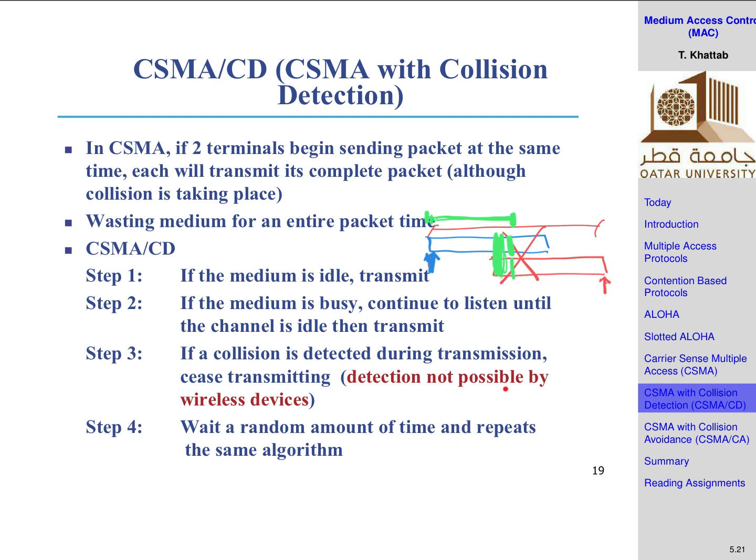And by the way, this detection cannot be done in wireless. It can only be done in wired. And this protocol is actually implemented in the Ethernet, the wired Ethernet, okay? And then after the collision and after the cease of the transmission, for the non-persistent, if you remember, wait a random count of time and repeat the same algorithm again. So this is the CSMA non-persistent that we studied earlier, but added to it the collision detection mechanism, okay?